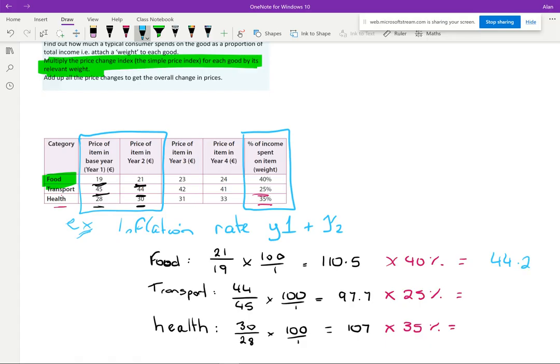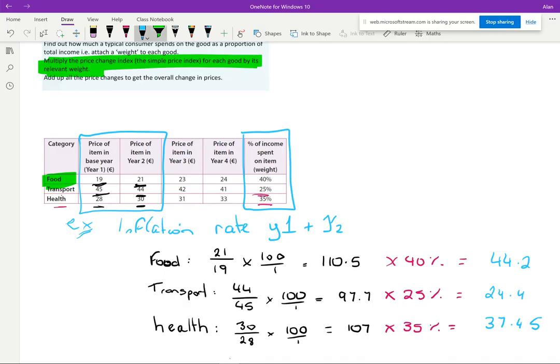And then we need to multiply 97.7 by 0.25, which gives me, is that right? Yes, it is, 24.4. And then the last thing I need to do is multiply 107 times 0.35. I'm going to do another one of these, by the way, in another video, so don't be worrying too much. And that gives me 37.45.